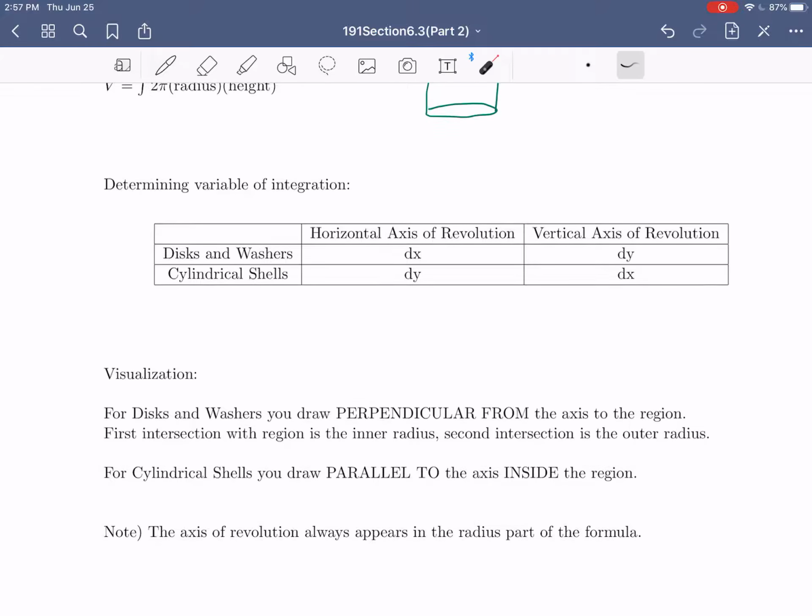In terms of visualizing, which is strongly recommended anytime you're trying to do this, there's a few tricks for visualizing what's creating your discrete washer or your cylindrical shell. Something we'll be using a lot in today's video: whenever you're working with discs and washers, the best way to visualize that is you draw perpendicular from your axis to the region. In other words, you start from your axis of revolution, draw perpendicular to that axis all the way to the region. The first time you intersect with the region is going to be your inner radius, whereas the second intersection is going to give you the outer radius. So this gives you a nice way of understanding visually how we create those discs and washers.